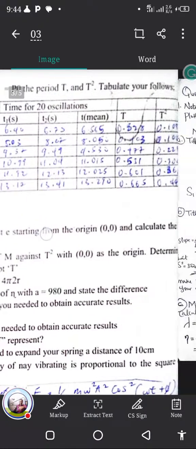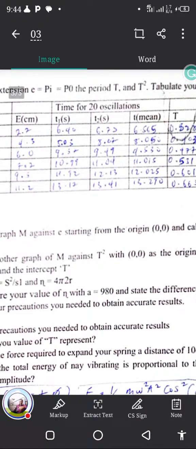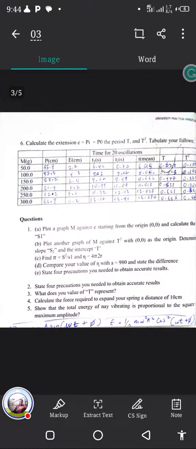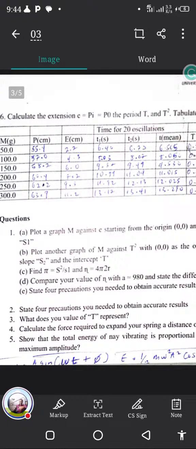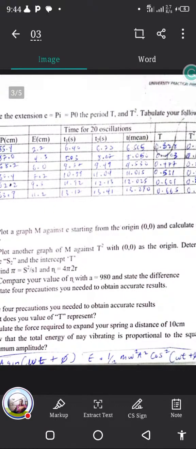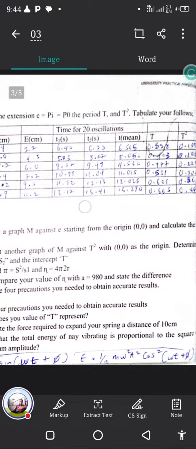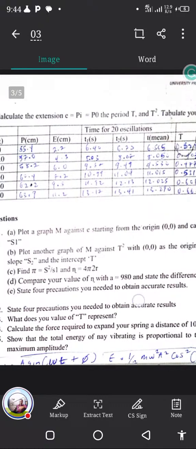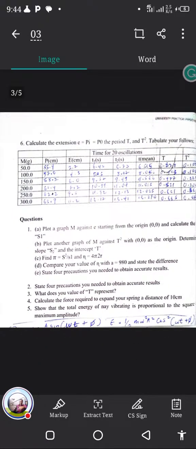All right, now we come to the part where you have the questions, where you have your questions and the answers, and that is the part where my solution comes in now to guide you on how the work will look like. So the first question is question 1. Plot a graph of M against E, starting from the origin, and calculate the slope of the graph, which is called S1. Take note, the slope of the graph here should be called S1, S subscript 1.